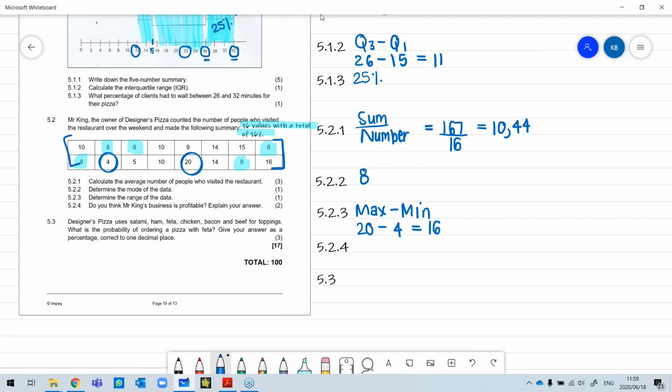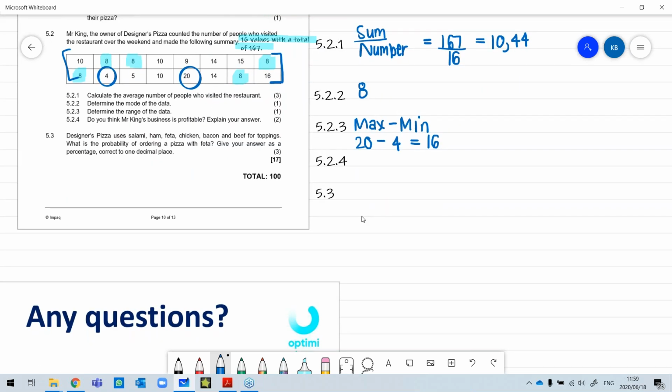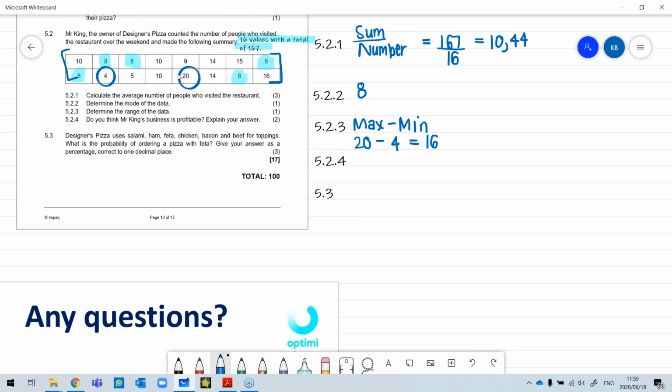Question 5.2.4, do you think Mr. King's business is profitable? Explain your answer. Here you can give me a range of possible answers. You can say yes. You see that the majority of the people coming to visit is more than 9 or more than 8, which means that he has plenty of customers. Or you can say no. It depends. If he has a big business, then that amount of customers is not enough to make a big business profitable. Or you can say you have insufficient information, but according to you, you think that he is not making a profit.